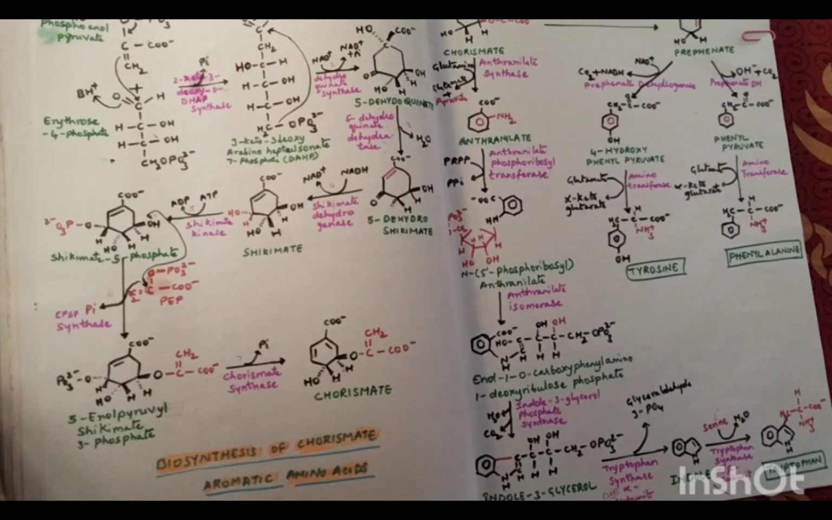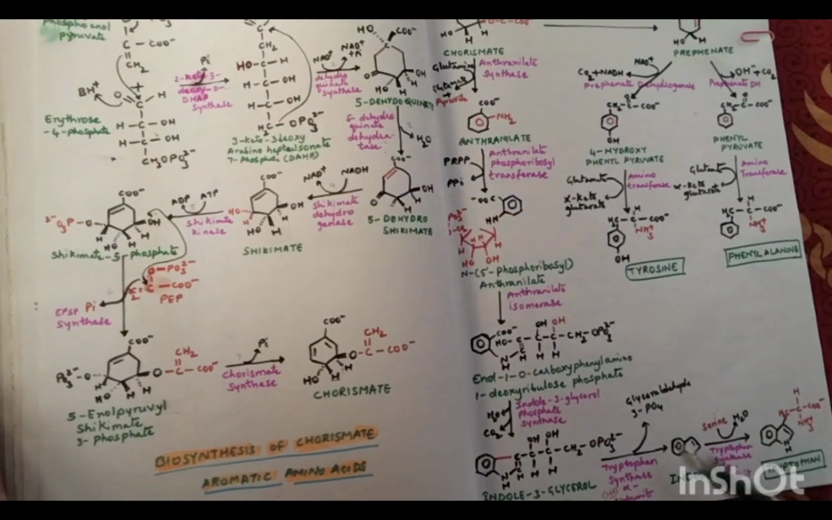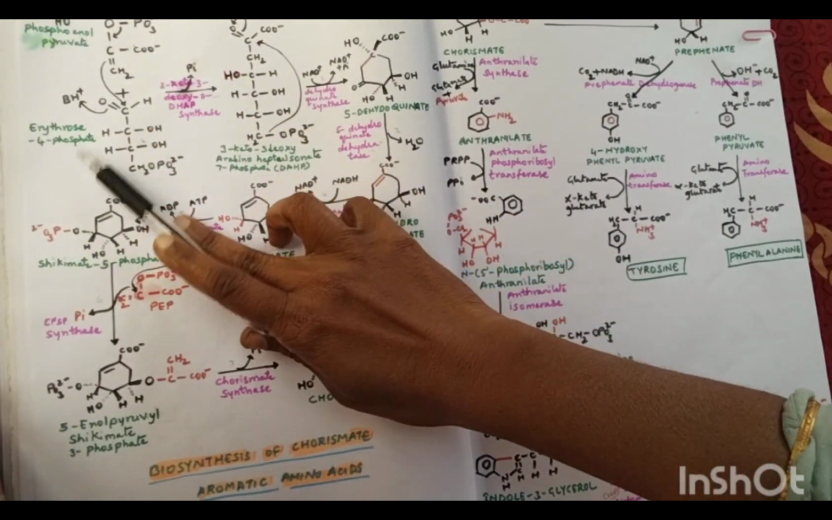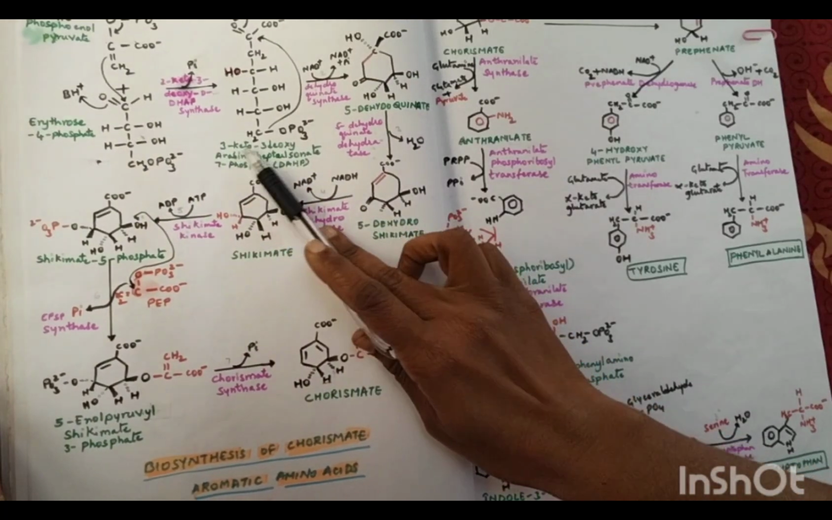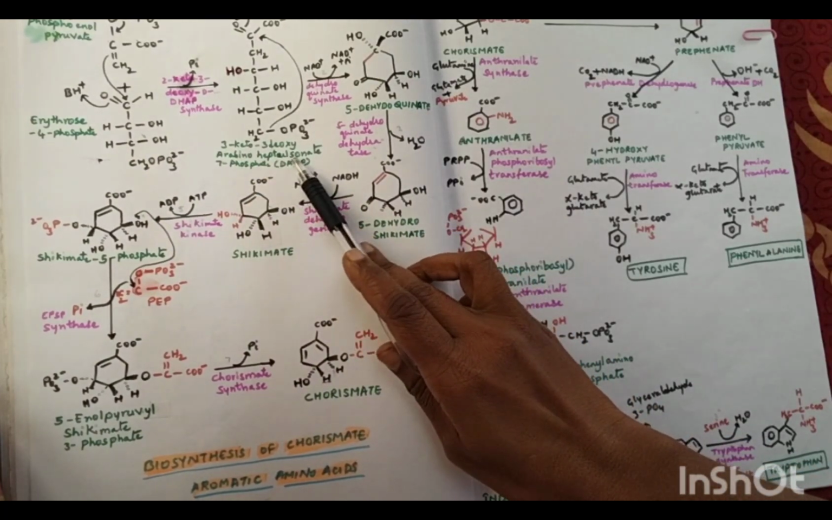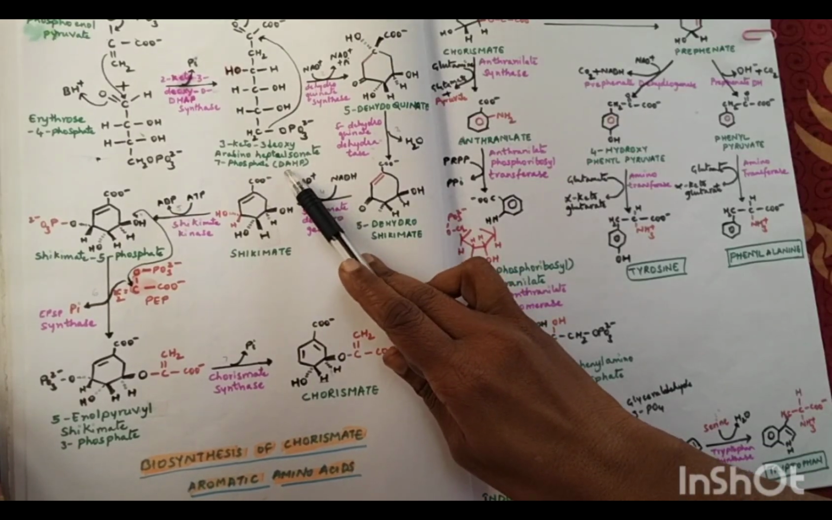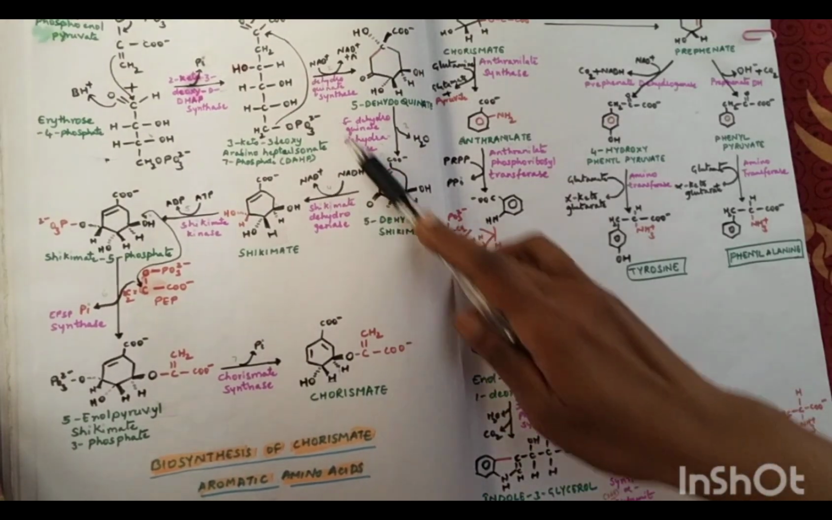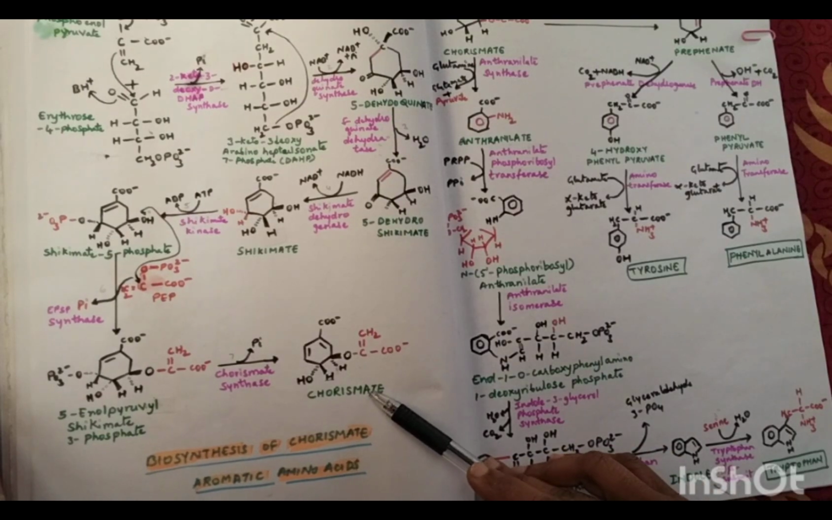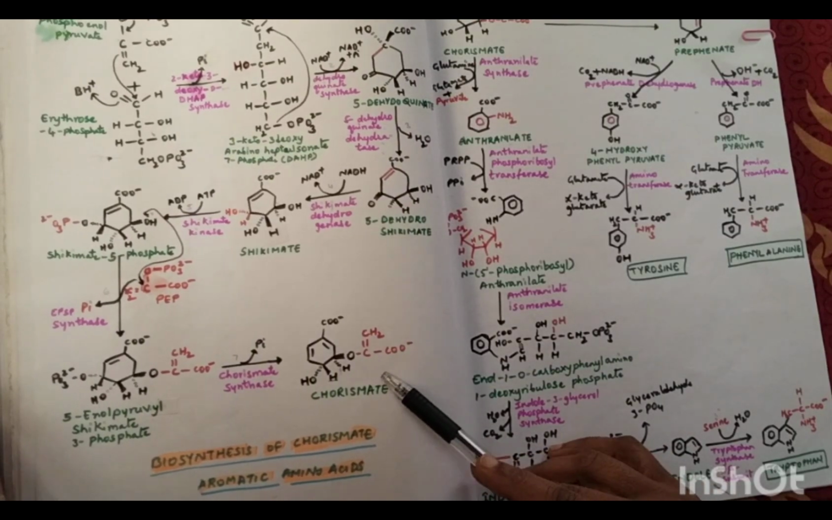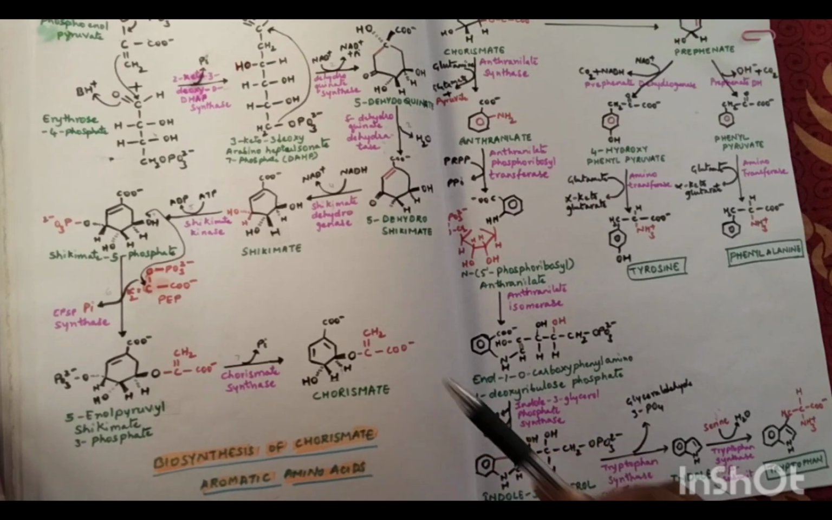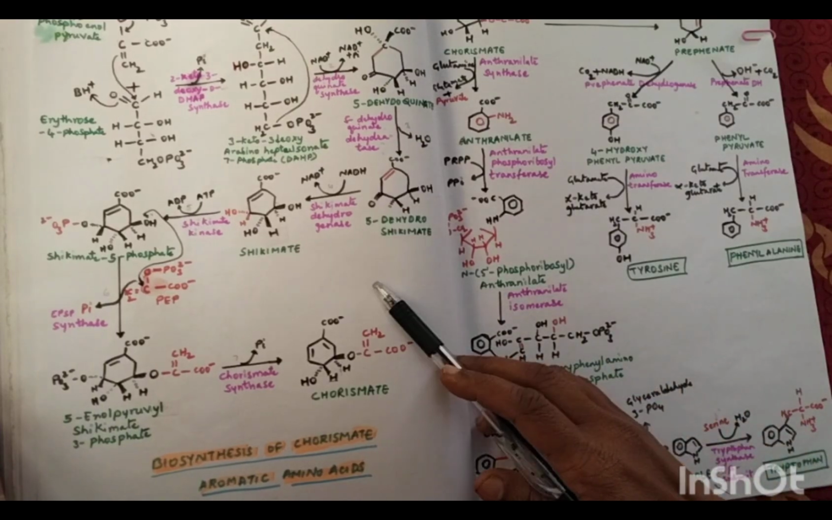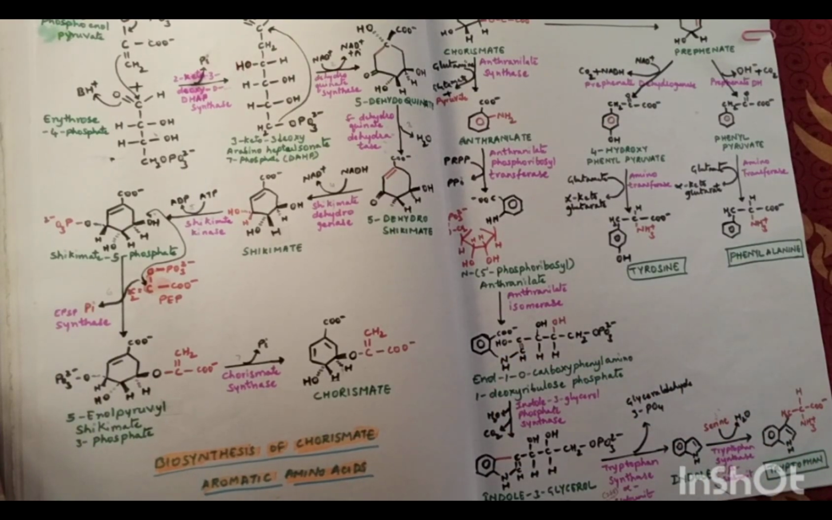In this lecture we will see the biosynthesis of aromatic amino acids: tyrosine, tryptophan and phenylalanine. Glycolytic intermediates PEP, phosphoenolpyruvate, and erythrose 4-phosphate condense to form 3-keto-3-deoxy-arabinoheptulosonate 7-phosphate, also known as DAHP, which cyclizes to form chorismate, which acts as the precursor for the synthesis of aromatic amino acids.